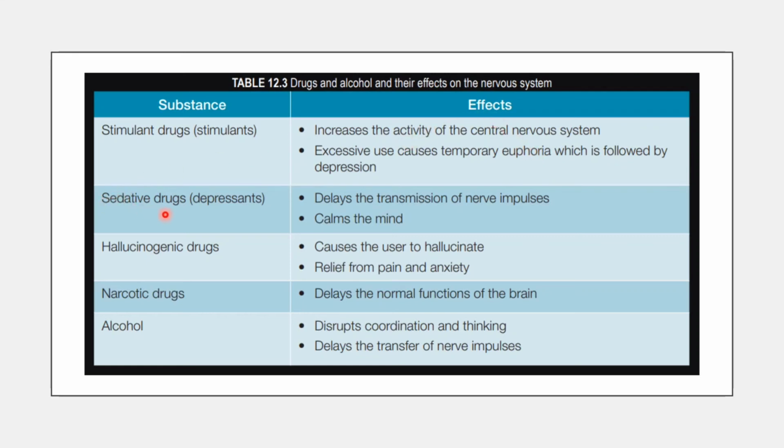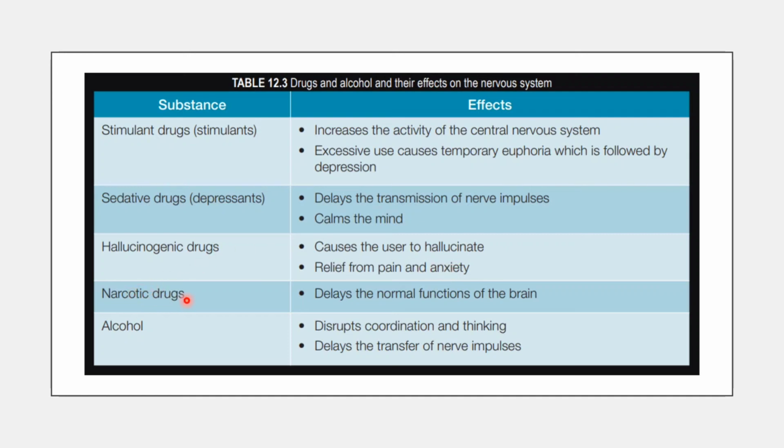Next, sedative drugs or depressants. It delays the transmission of nerve impulses and calms the mind. In other words, it slows down the activity of the central nervous system. For hallucinogenic drugs, it causes the user to hallucinate, and relief from pain and anxiety. Intense distortion in a person's perception of reality causes hallucination.